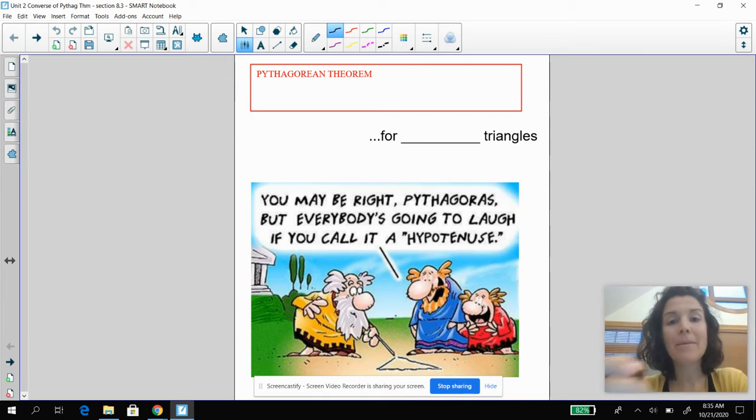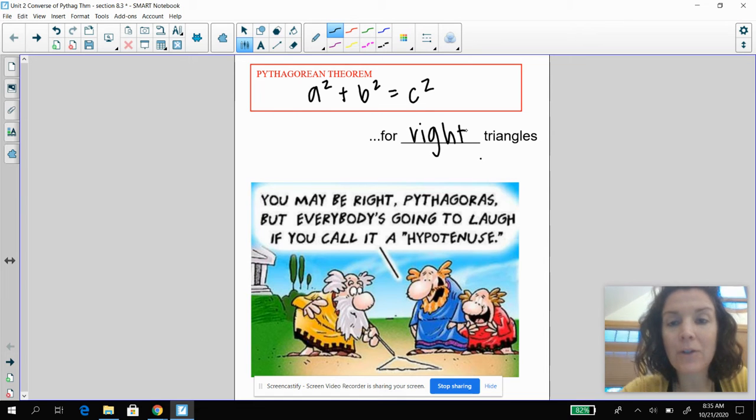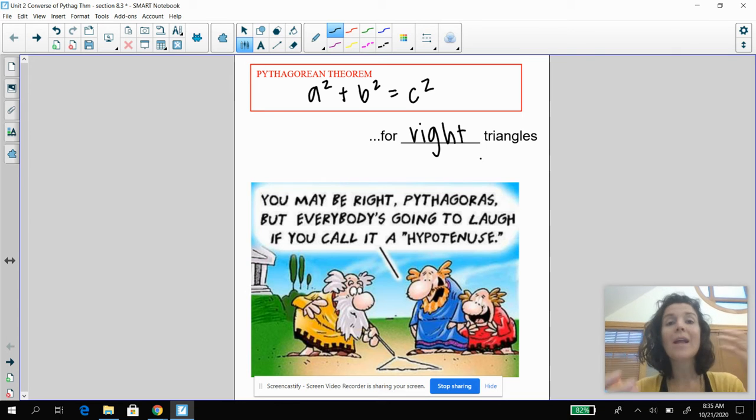So remember, the Pythagorean theorem is a squared plus b squared equals c squared for right triangles only. I'll let you read the cartoon. Hypotenuse is a crazy word. Okay, so remember, if you have a right triangle, then you know a squared plus b squared equals c squared.